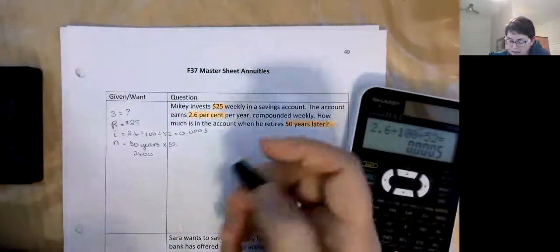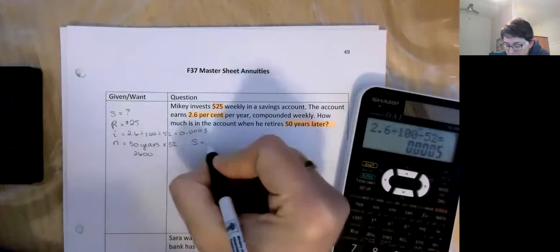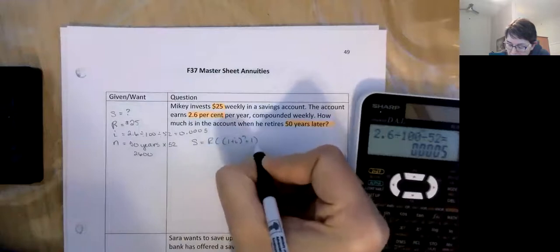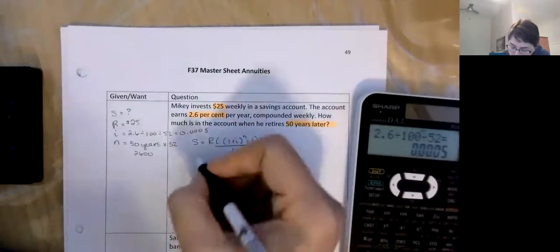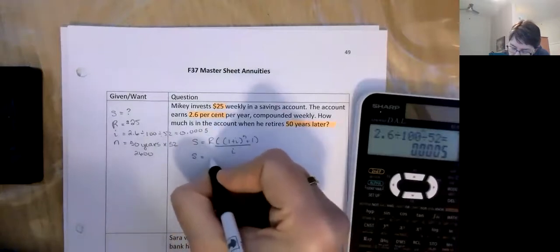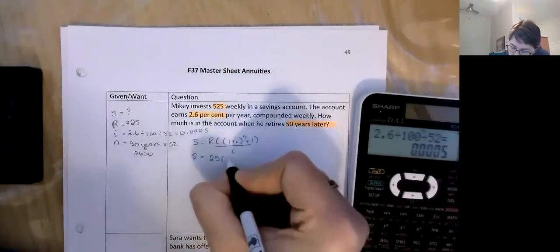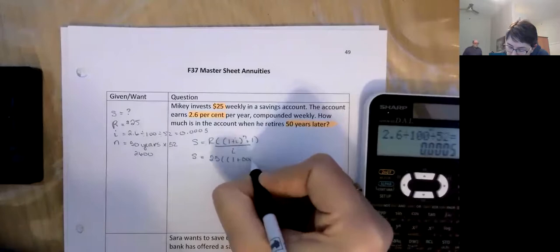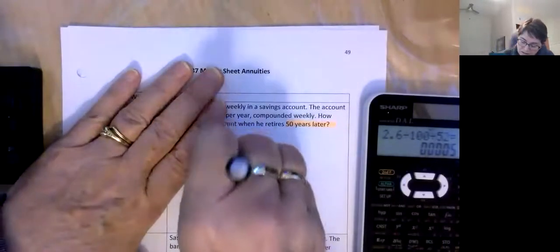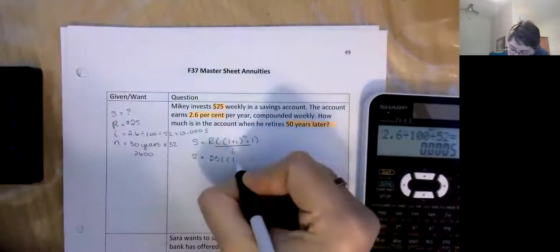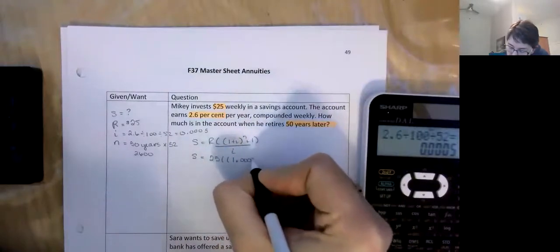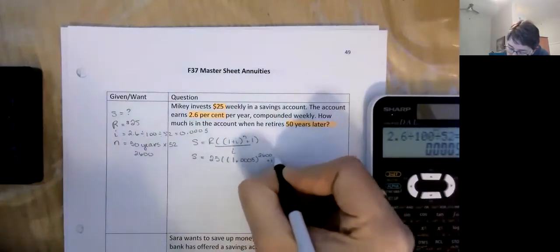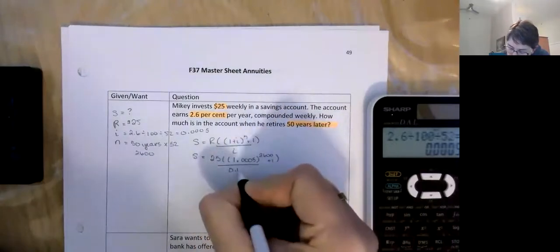All right, let's plug this into the equation. S is equal to R times 1 plus I to the N plus 1 over I. So S, the amount I have, is equal to $25 times 1 plus 0.0005. I'm going to cheat and add those together right away because I don't have much room here. 0.0005 to the 2,600 plus 1 over 0.0005.